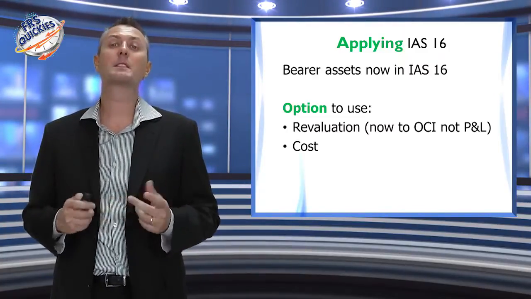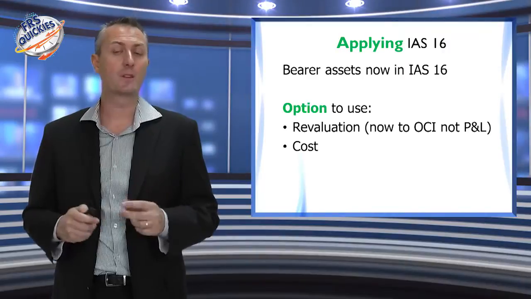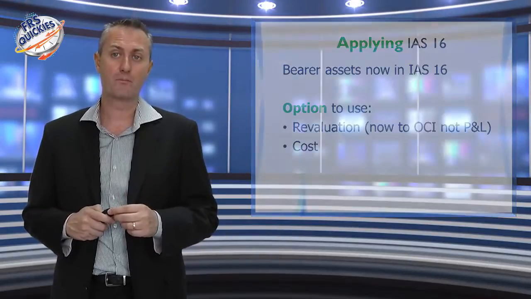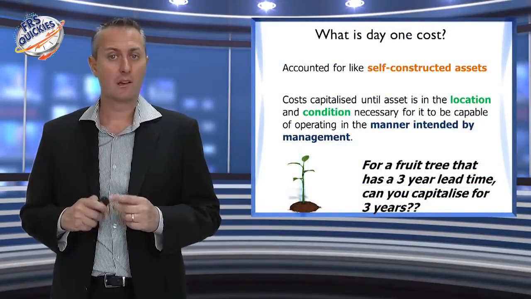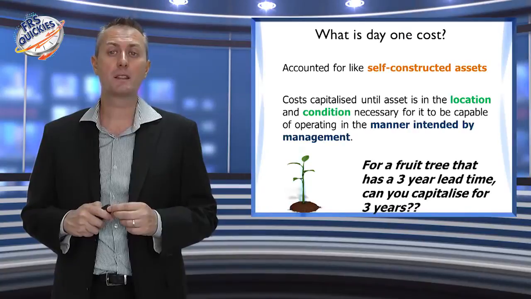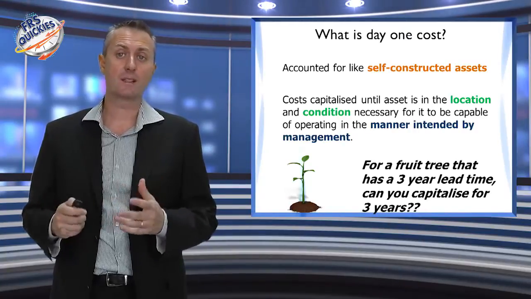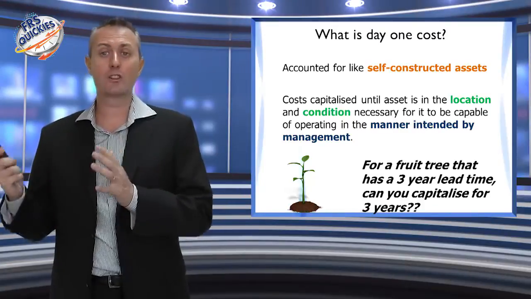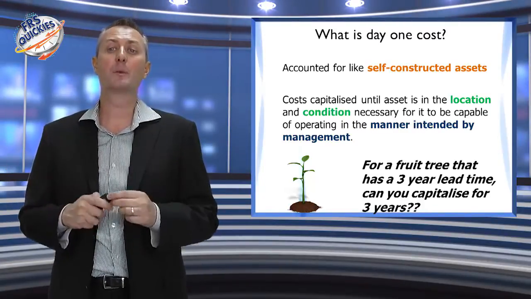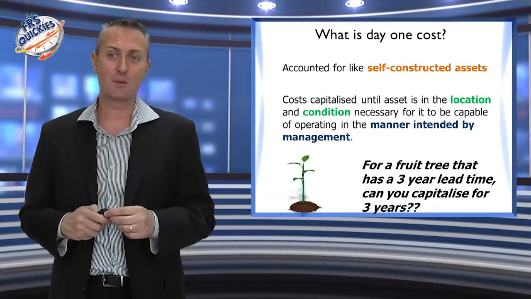The big one here, of course, is it gives companies the option to use cost, and that was something that many companies wanted to do. Now, how do you account for it on day one? Well, the standard says you need to account for them like self-constructed assets. Remember, of course, the guidance in IAS 16 says that for self-constructed assets, or any assets, you can capitalize the costs until the asset is in the location and condition necessary for it to be capable of being operated in the manner intended by management.